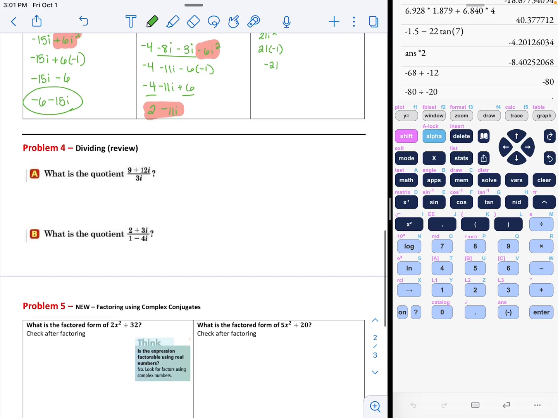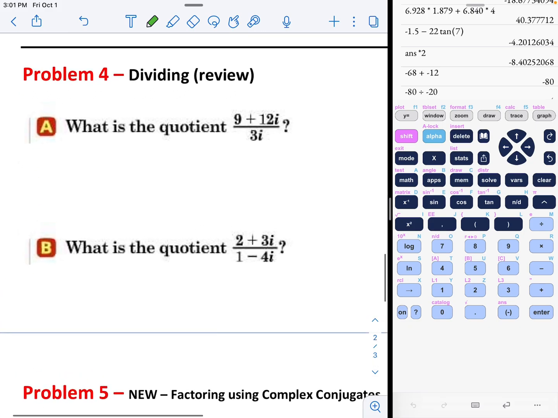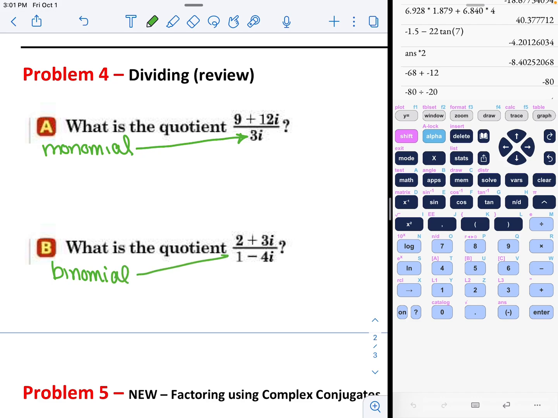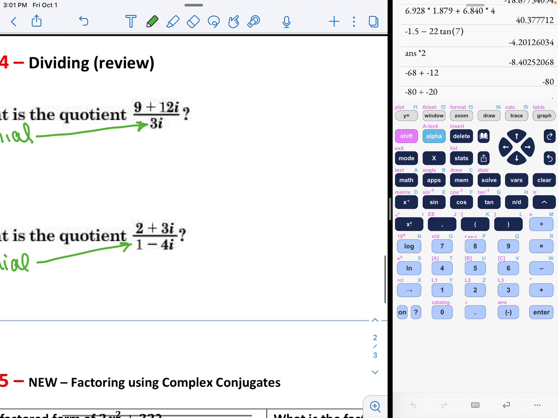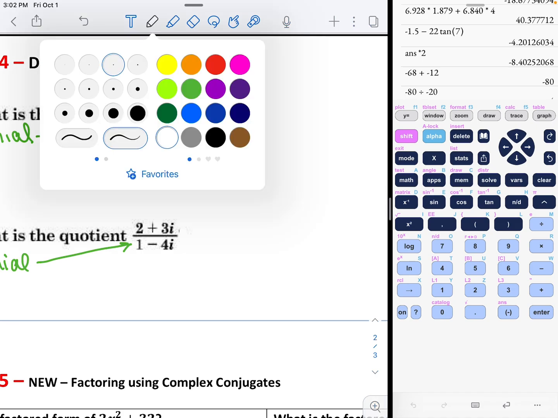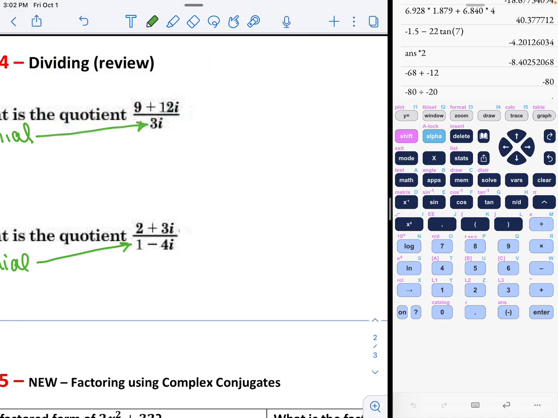Let's talk about dividing. This again is review. I have one of each special type in here. This one has a monomial on the bottom, and what I mean by that is that it has 3i on the bottom. This one has a binomial on the bottom, 1 minus 4i. So they are going to be handled differently. I'm just going to color over that question mark with some white. Let's talk about what we'll multiply by.